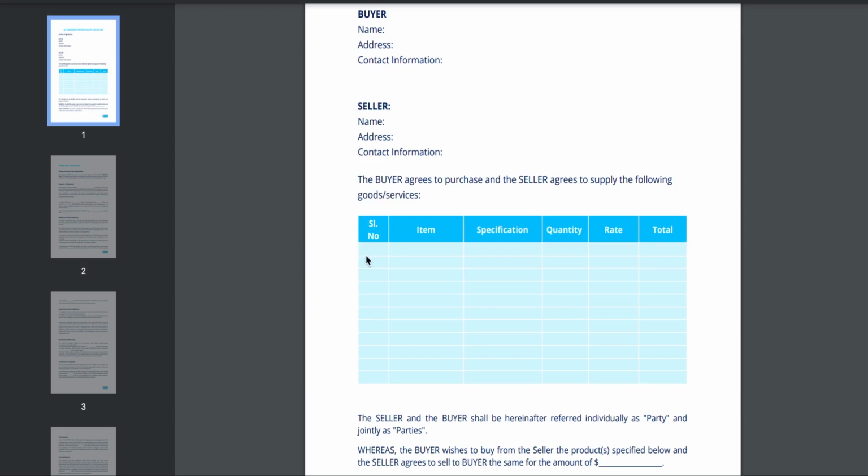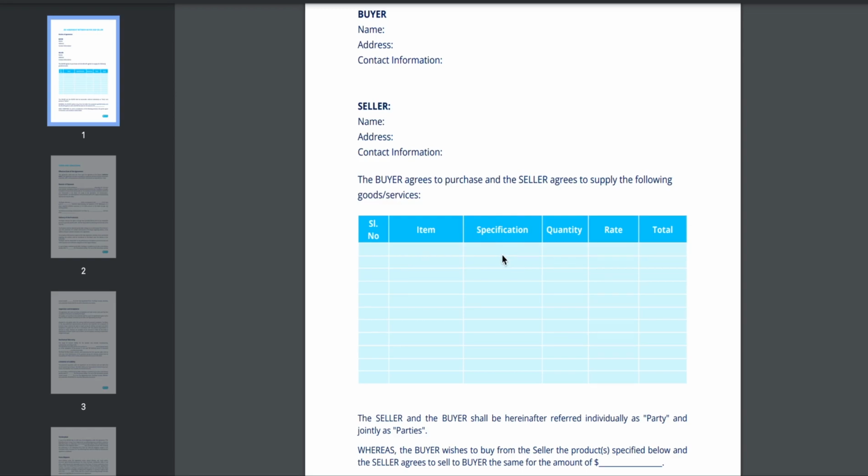The serial number is used for numbering each item of the product on the list. It provides a unique identifier for each entry. The item. In this column, you would specify the name or description of the item or the product being listed. This is where you briefly describe what the item is. The specification.